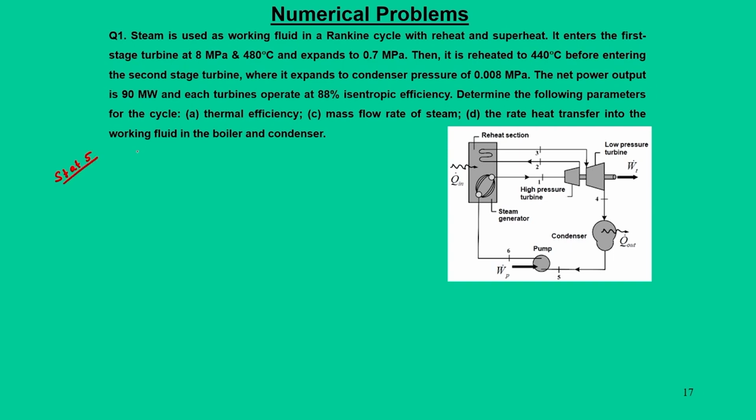for saturated liquid at 0.008 megapascal. So, we have h_5 is equal to 173.88 kilojoule per kg. Then at that point we have the specific volume, which is 1.0084 into 10 to the power minus 3 meter cube per kg.